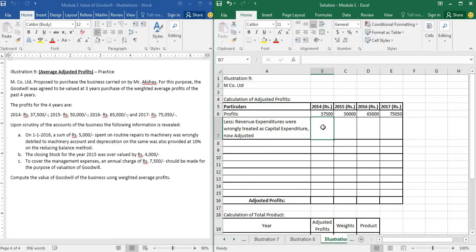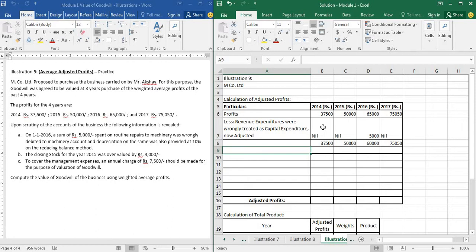Okay, this is for which year? This is for the year 2016. So nil in 2016, 5,000 last year, nil. 37,500, 50,000 less, right? So minus this, so we got 60,000, 75,050 rupees. I hope you guys understood this.